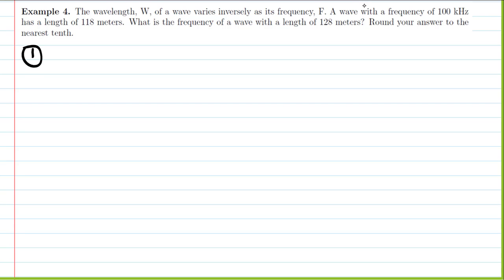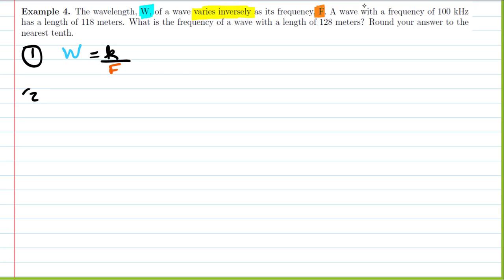So step 1, we need to identify our type of variation. So our keyword is it varies inversely. So W varies inversely as F. So in terms of our equation then, W is equal to K divided by F, because we have inverse variation.